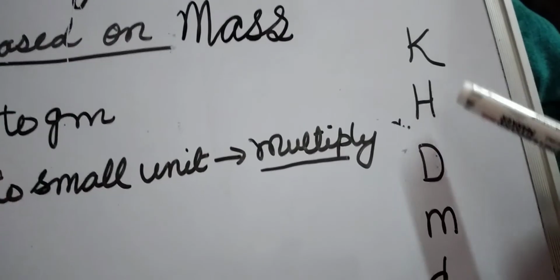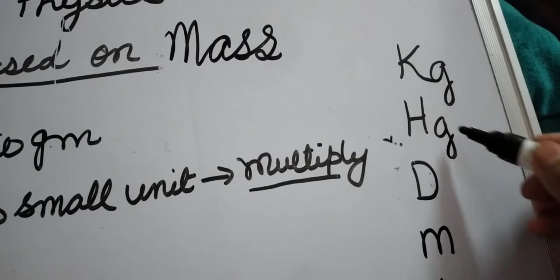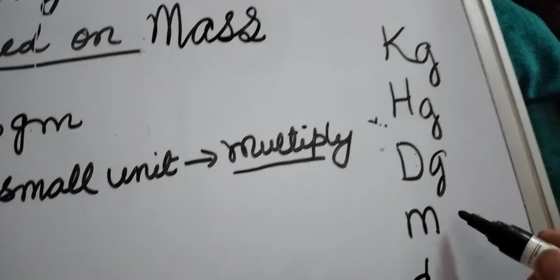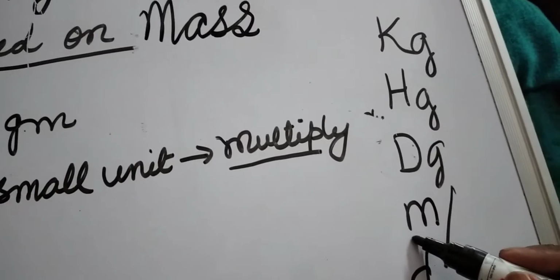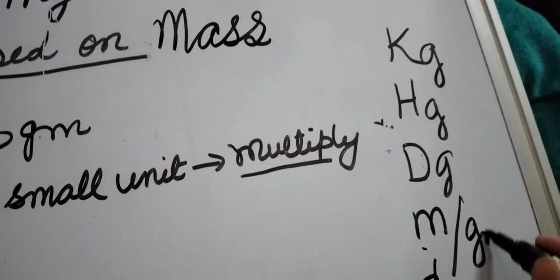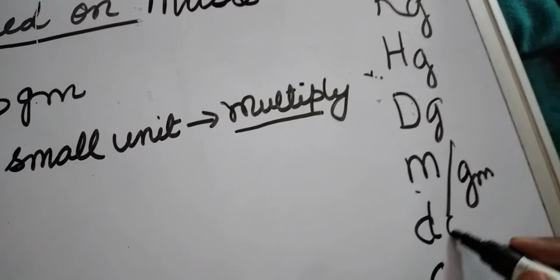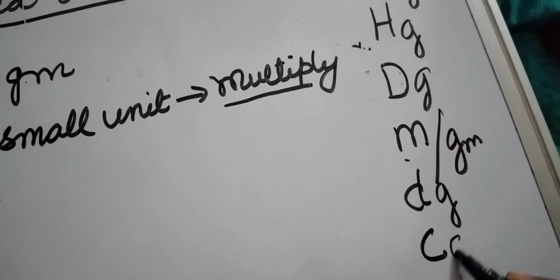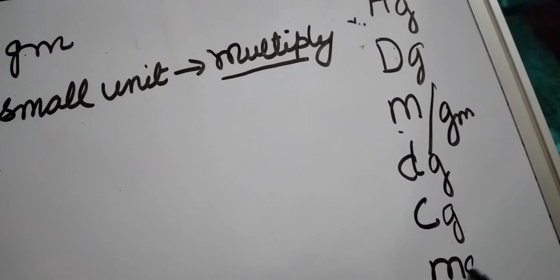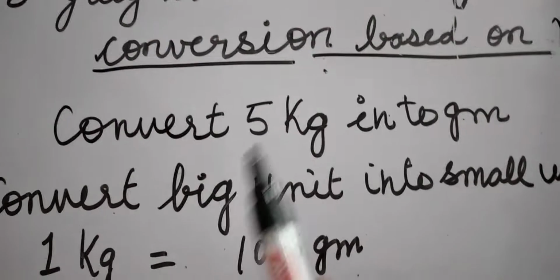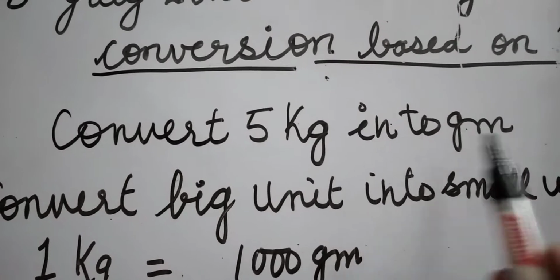One thing I would like to tell you. See, this is kilogram. Now G will be here. Hectogram, decagram, and here at the place of M we will write only gram. Decigram, centigram and milligram. So here kilogram into gram.